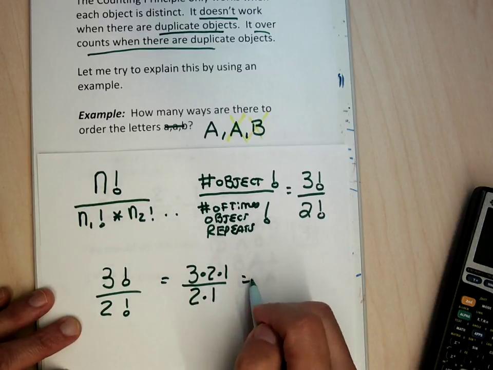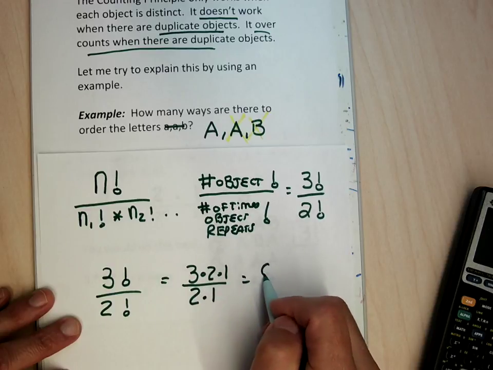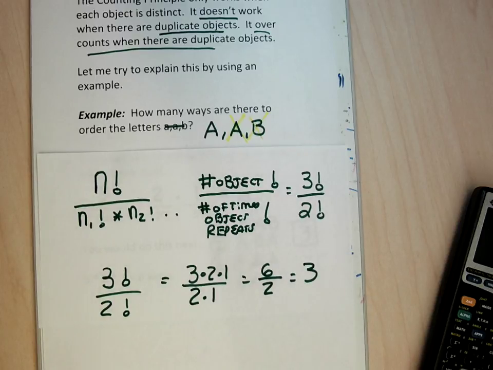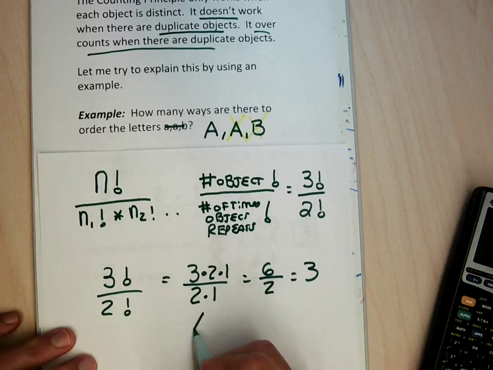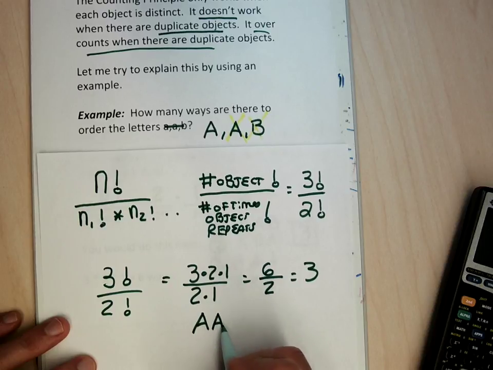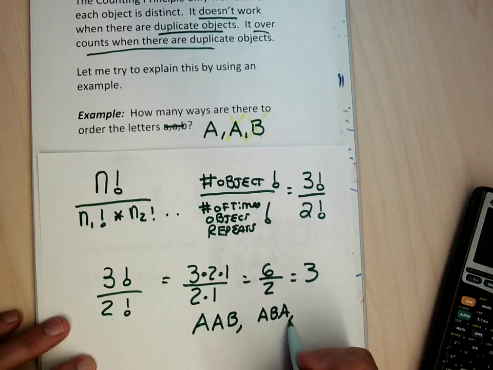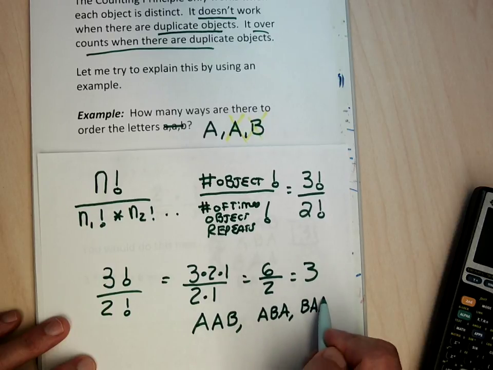So this is going to be 3 factorial, which is 3 times 2 times 1, which is 6, over 2 factorial, which is 2 times 1, which is 2. These are the 3 ways that you could arrange the letters A and B. Again, the 3 ways are having B third, B second, or B first.